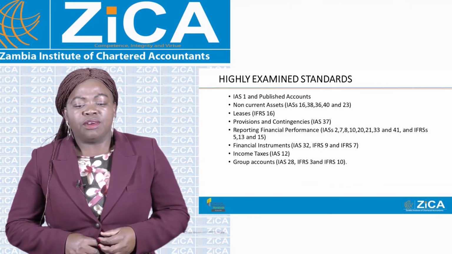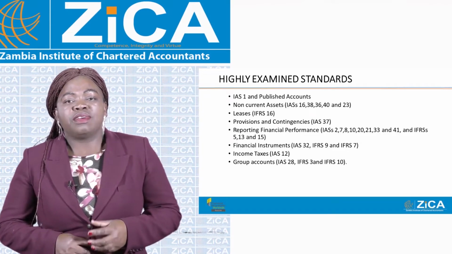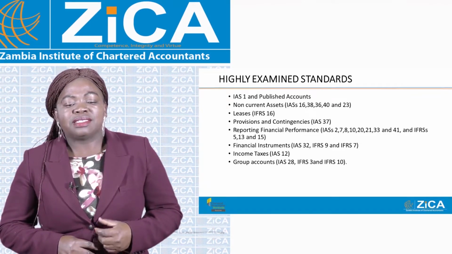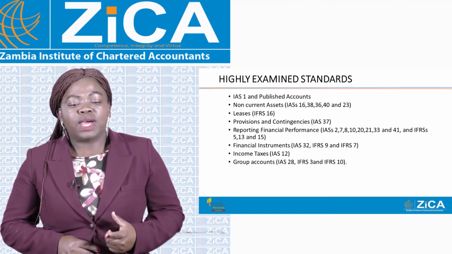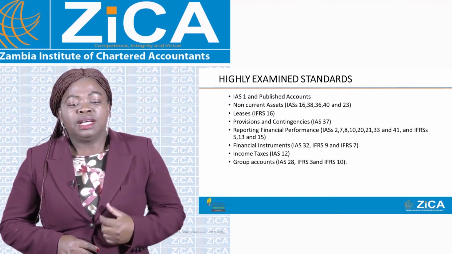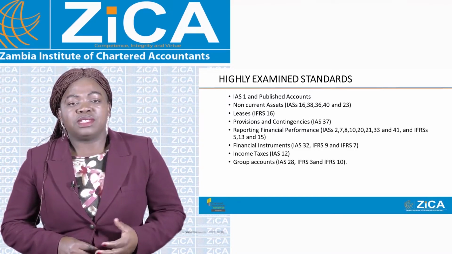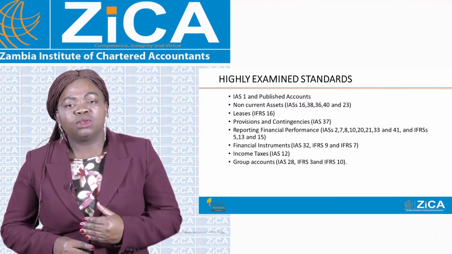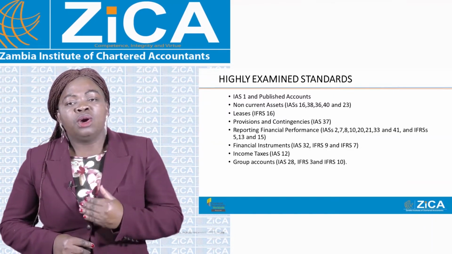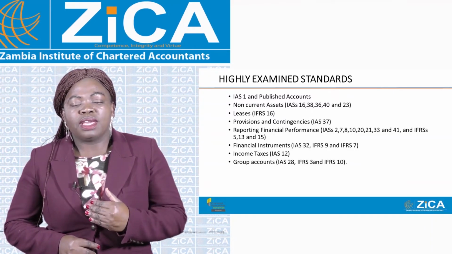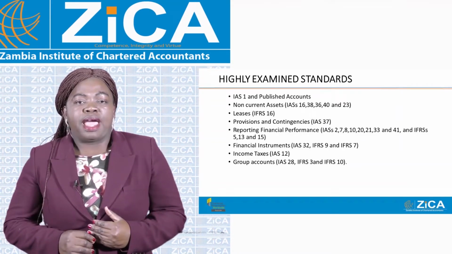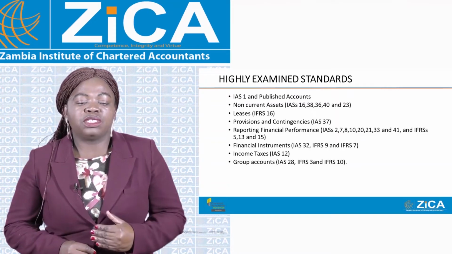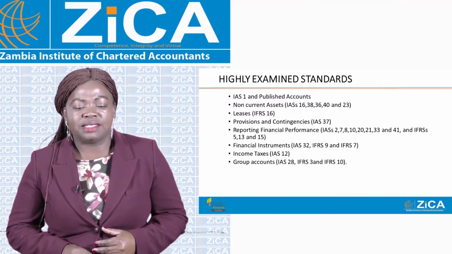From the reporting of financial performance, you have a variety of these standards: IAS 33, 21, 20, 10, 8, 2, 41, as well as 15. A variety of them. Make sure that you have gone through these, or else you will be going into that exam ill-prepared. You can't afford to miss out on these particular standards.